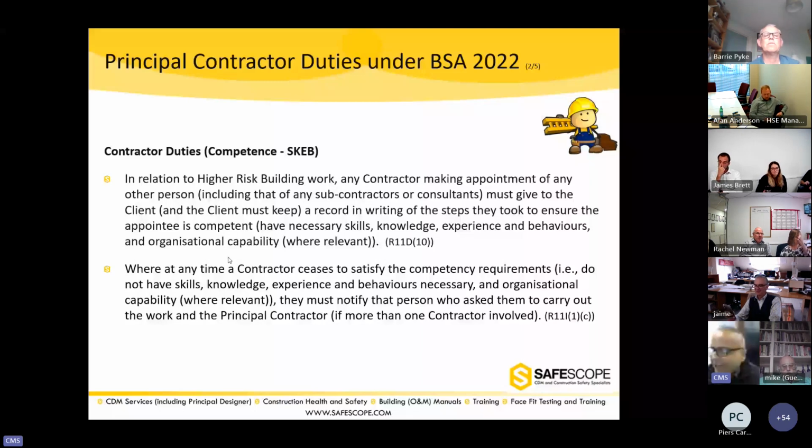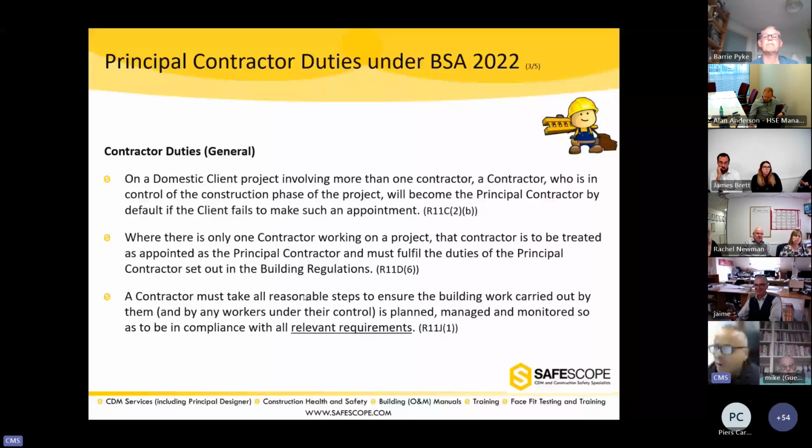Where at any time contractor cease to be competent, they must let the person who appointed them know. On a domestic client project, if there's only one contractor, they must help with the client duties, also fulfill the principal contractor duties as well. And a contractor must take reasonable steps to ensure the building work they carry out and by person under their control is planned, managed, and monitored. They must cooperate with other people.